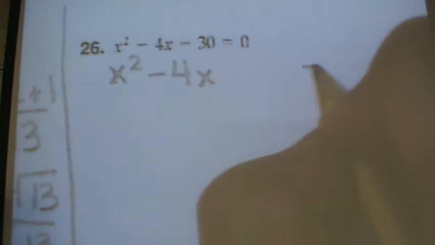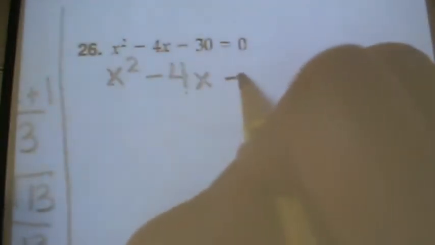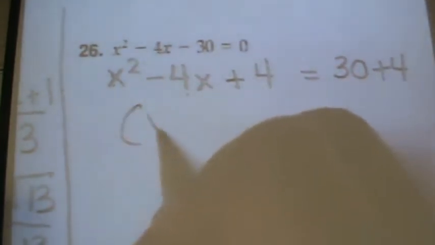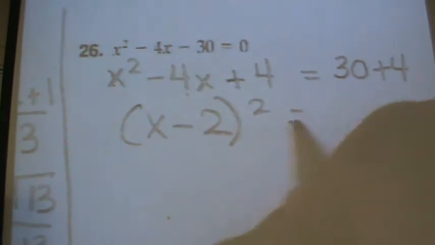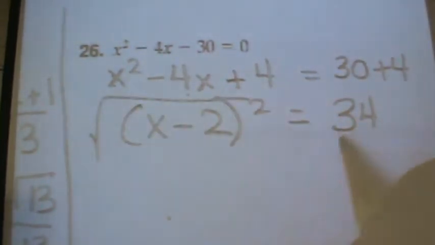Okay, next one, how do you complete the square? What's the first thing you're gonna do? Add 4, half of -4 and square it. Add 4 to both sides. Factor this. Two negatives, yep. Square root.